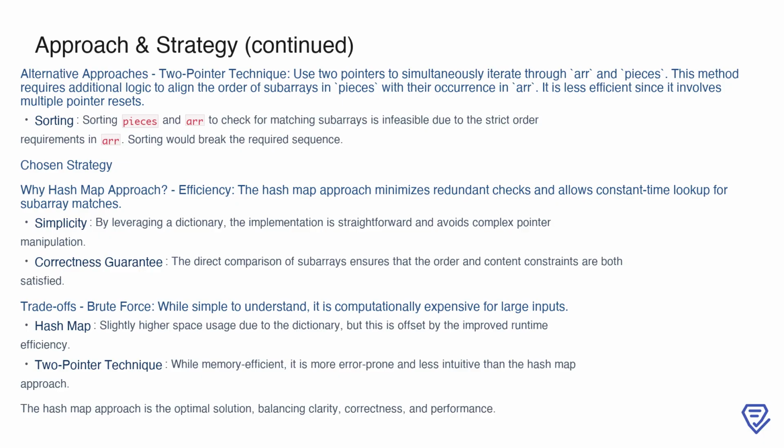While the brute force approach is simpler conceptually, it's computationally expensive, and though the two-pointer technique is memory efficient, it's less intuitive and more error-prone. The hash map approach provides the optimal balance of clarity, efficiency, and correctness, making it the ideal solution for this problem.